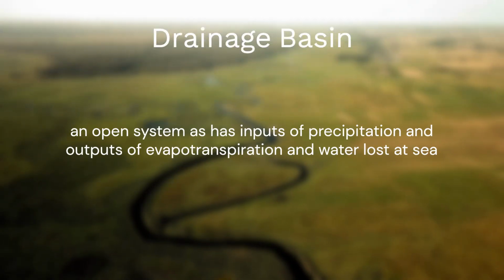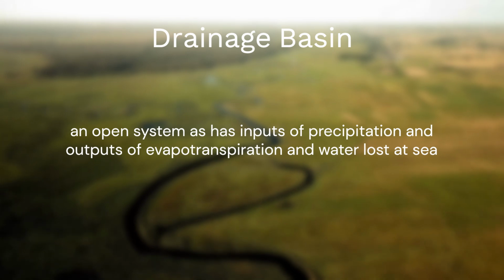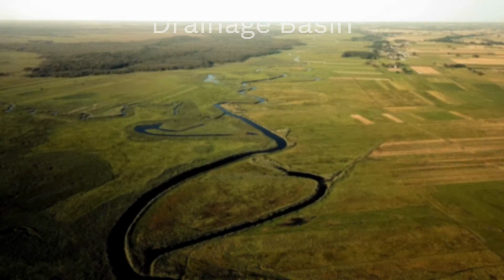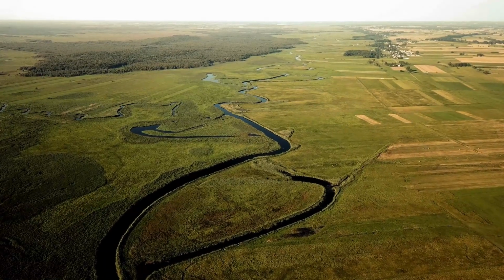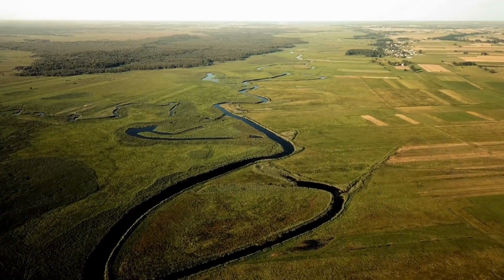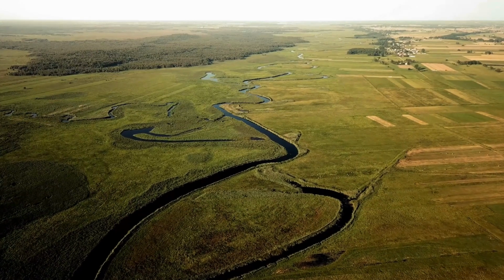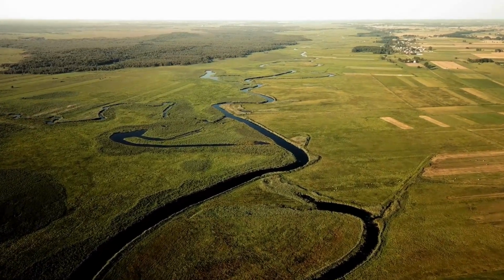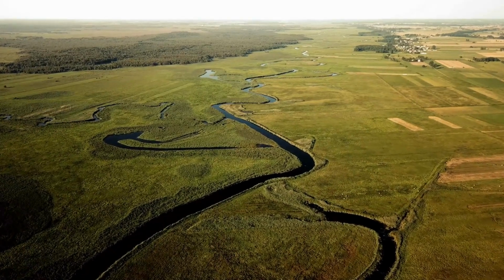The drainage basin is an open system with precipitation as an input and evapotranspiration and water flowing into the sea as outputs. Water is stored in lakes, soil, and aquifers, while processes such as infiltration and runoff transfer water through the system. Drainage patterns differ based on geology and topography.